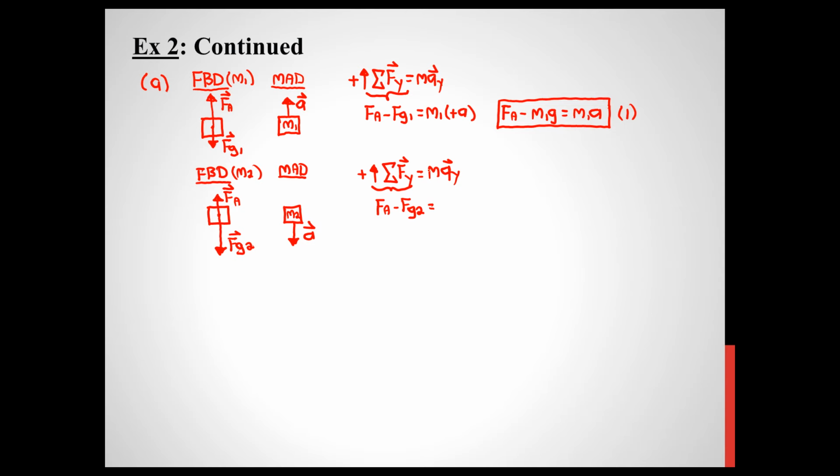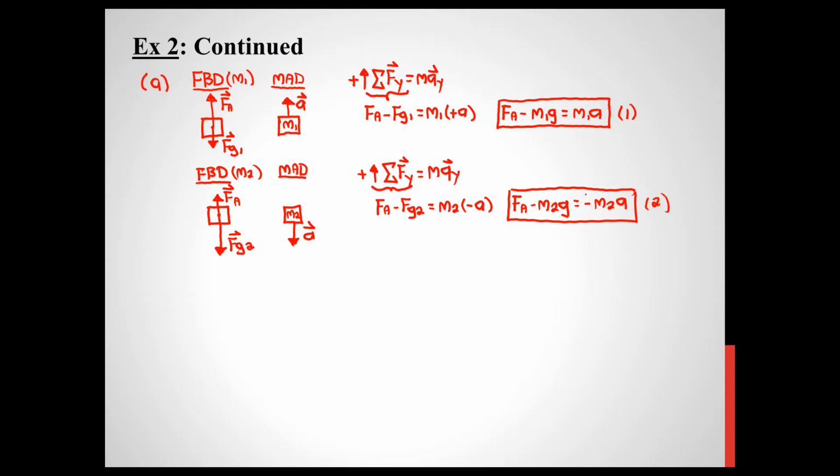And to be more specific about the mass, we're going to turn that into mass 2. And this time, you've got to be careful with the acceleration. The acceleration is down, so we're going to write down a negative in front of it. Expand this one step further. So you'd have Fa minus m2g equal to negative m2 times a. That is my second equation of motion.